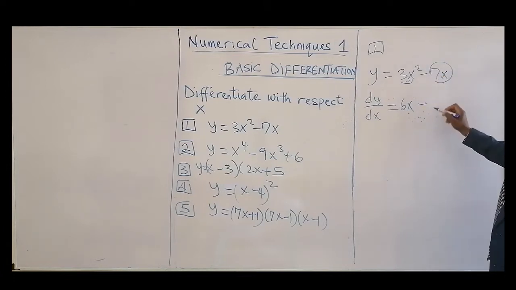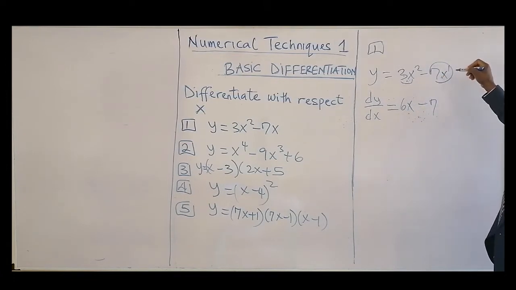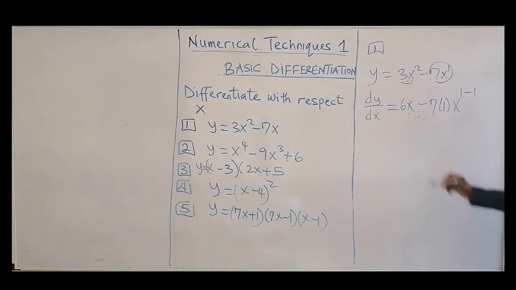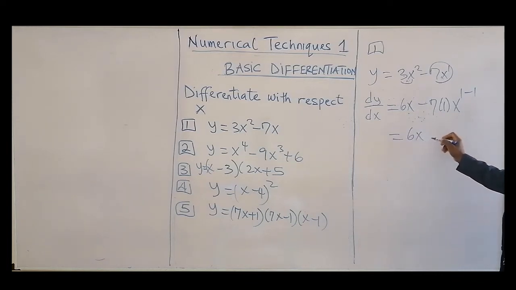The derivative of 7x will be what? 7, this one is having power 1, so times 1. Take that function again, then minus 1. And that will be equal to 6x minus 7. Okay, 1 minus 1, that's 0, so x to the power 0 is 1.